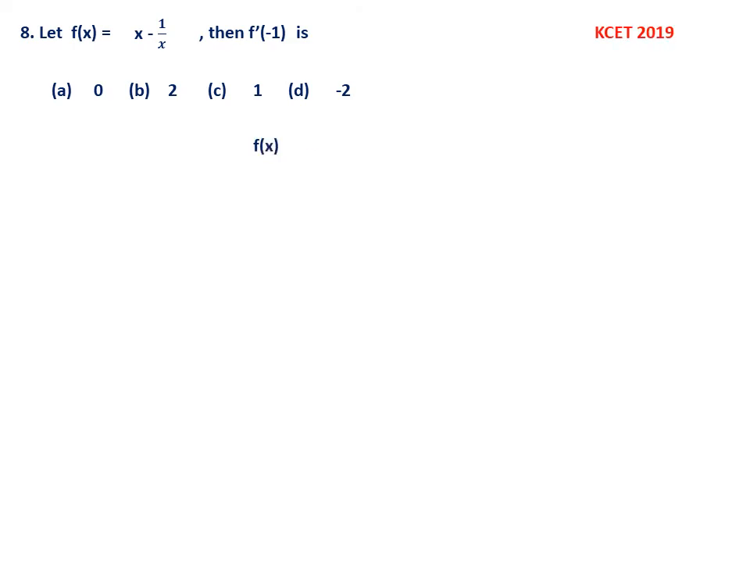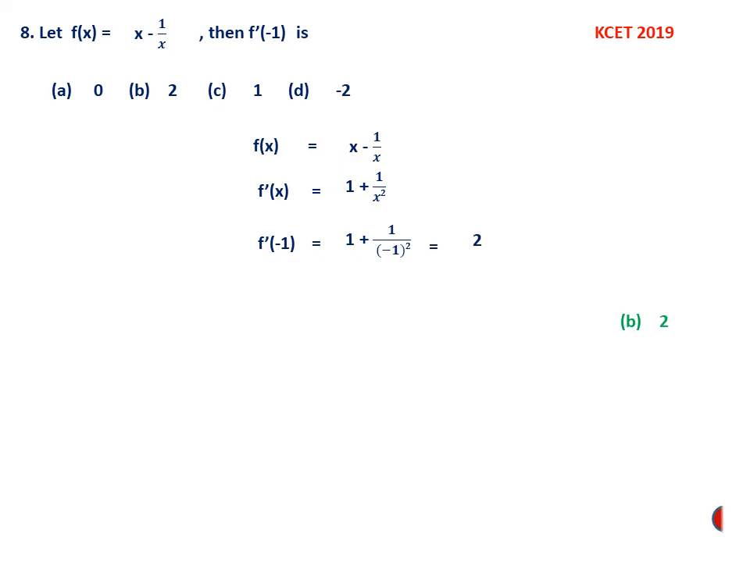See here, f of x is given, so f dash x is definitely 1 plus 1 by x square, because differentiation of 1 by x is minus 1 by x square, but minus is there, so minus of minus becomes plus. Now substitute x equal to minus 1. So you get 1 plus 1 by minus 1 square. So when you simplify, you get 2. So option is B. So this is a very simple question.